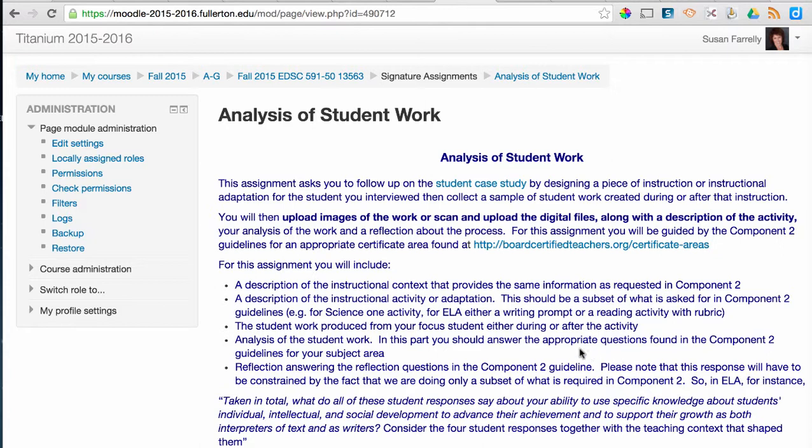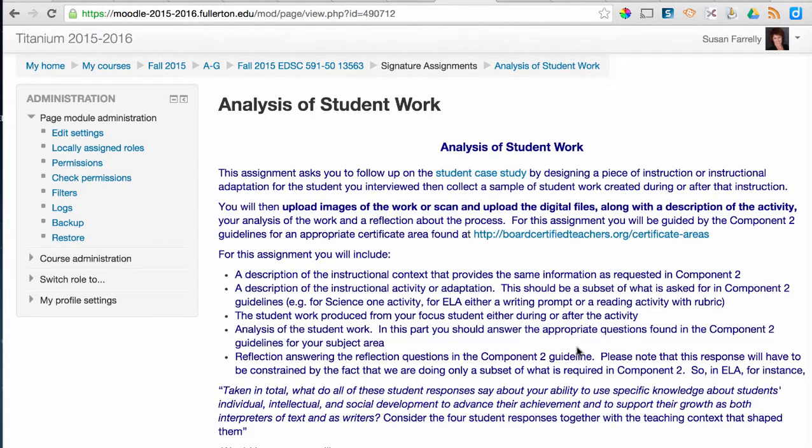In the assignment, you will need a description of the instructional context, a description of the activity, the student work actually produced with your comments on it, and then scanned in as part of your assignment, the analysis of the student work, and a reflection.